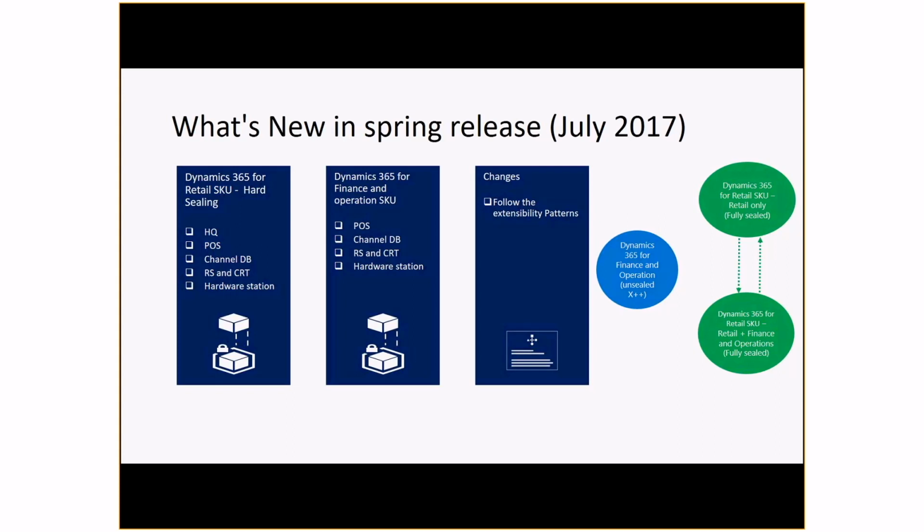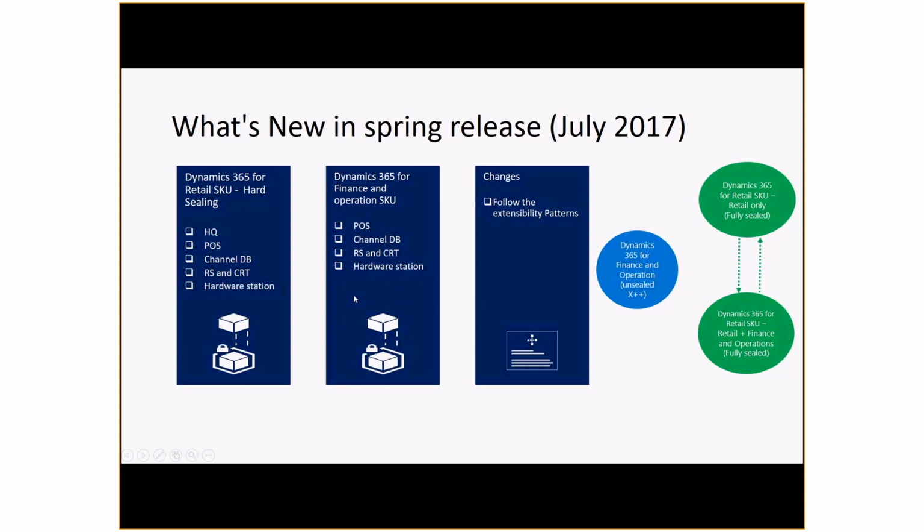The other SKU we have is Dynamics 365 for Finance and Operations. In this one, only the POS, Channel DB, Retail Server, CRT, and hardware station are sealed, but the HQ will allow you to do overlaying. So you can make inline changes in the HQ, but all the channel side components listed here are still fully sealed.